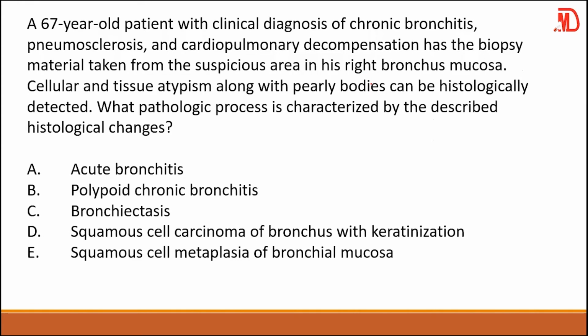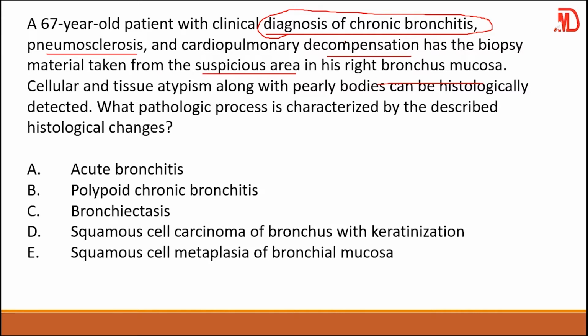A 67-year-old patient with a clinical diagnosis of chronic bronchitis. Chronic bronchitis. That means a problem with what? With the bronchioles. It's been inflamed and it has been chronic. There's pneumosclerosis. Pneumosclerosis means what? Scarring. Scarring of the lungs. And a cardiopulmonary decompensation. A biopsy of material is taken from the suspicious area in his right bronchus mucosa.